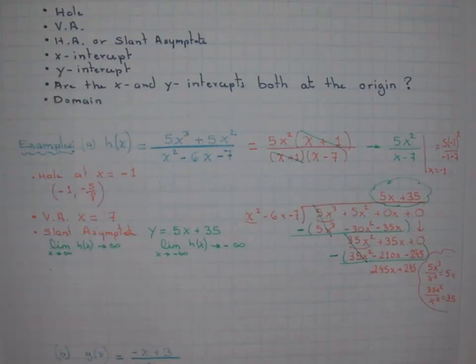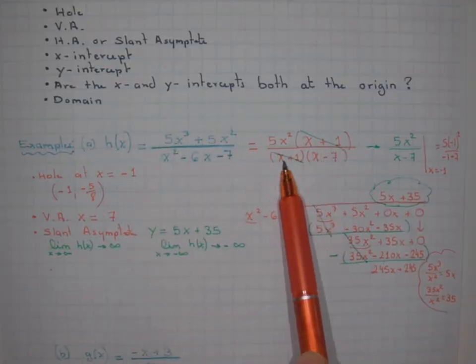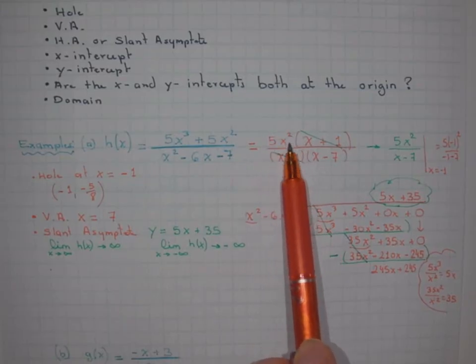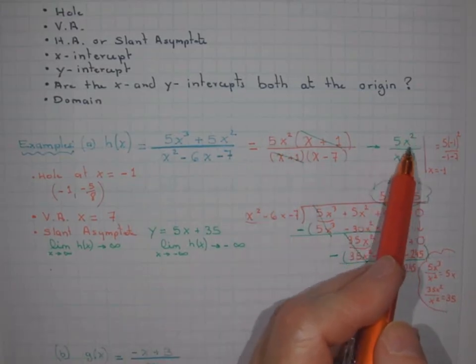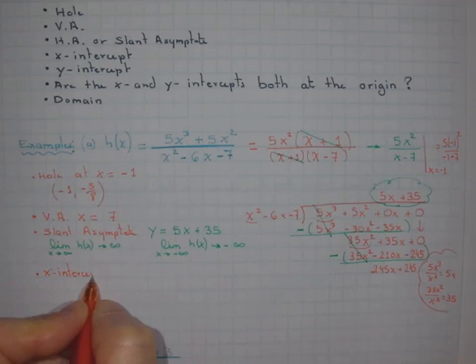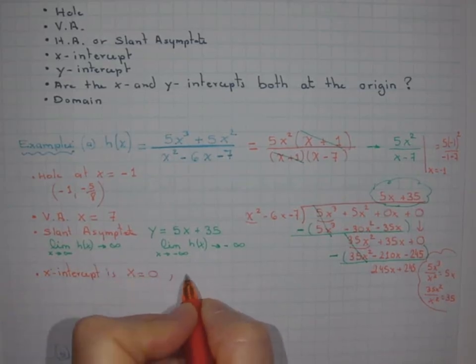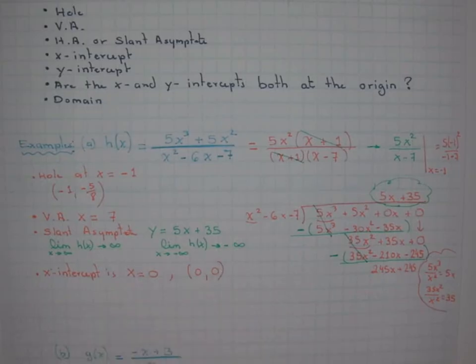Next thing I need is my x-intercept. So remember, after we factored and canceled the hole, whatever is left in the numerator becomes your x-intercept. So here we just have a 5x squared left. Therefore, the x-intercept is x equals 0, or we can write it as an ordered pair, right?